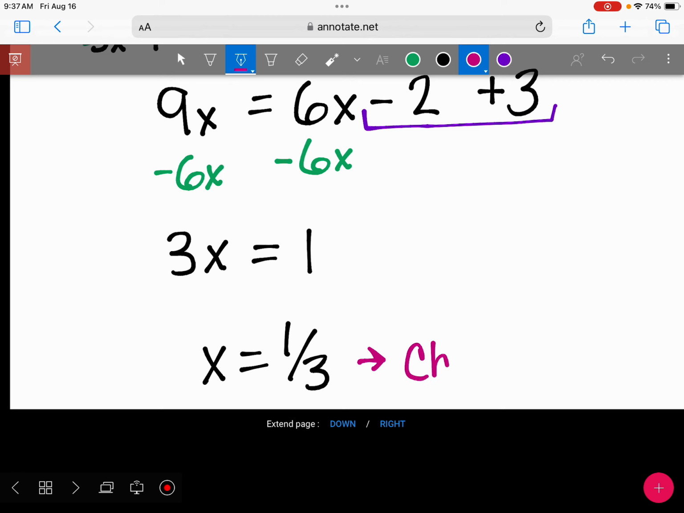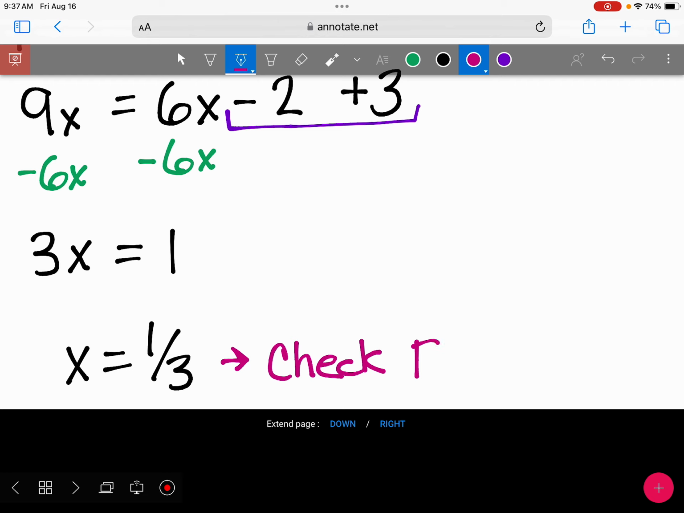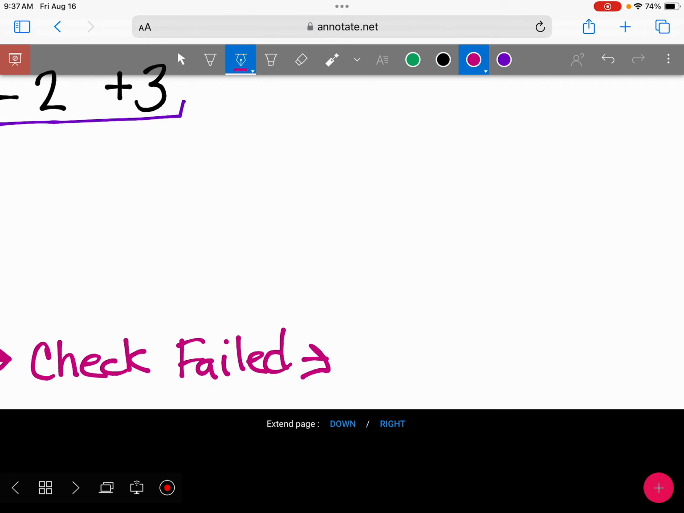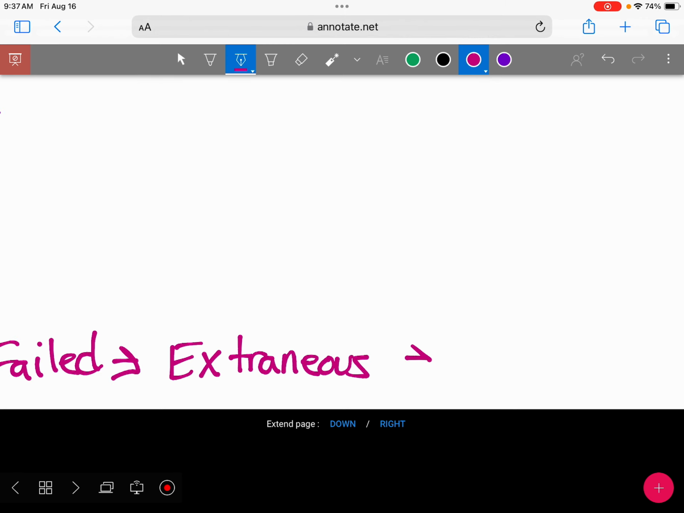So when we checked, it's a check fail, which means this is an extraneous solution. If we either get no solution or an extraneous solution, there's no solutions. No solution is an option.